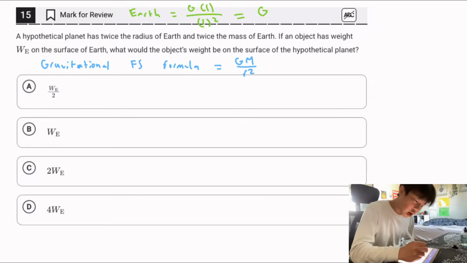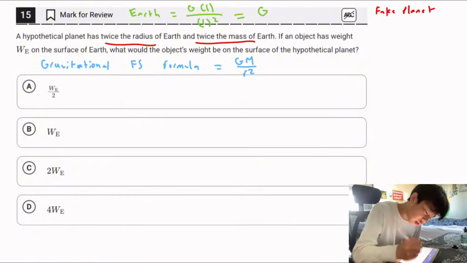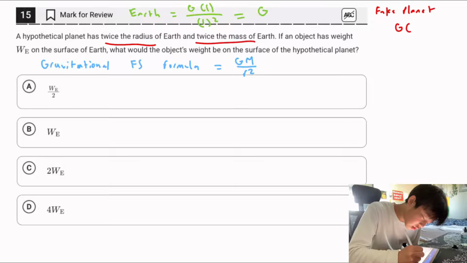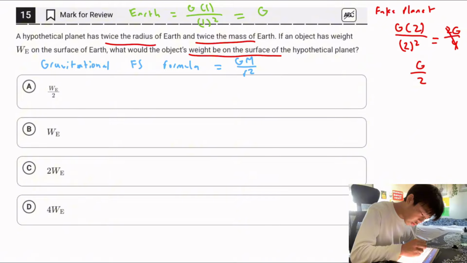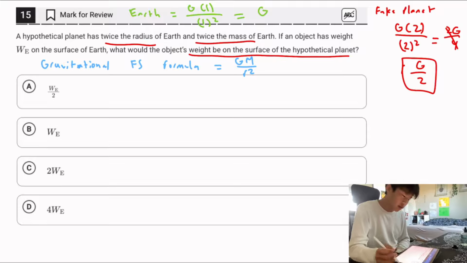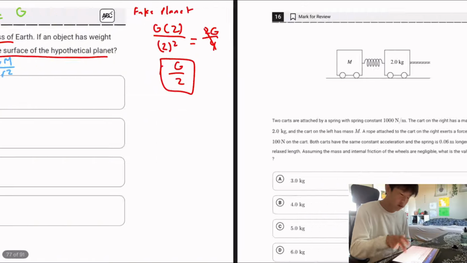Okay? And now let's do a hypothetical planet in red. So the fake planet has twice the radius and twice the mass. So now it's going to be G times 2, twice the mass, over twice the radius squared, so it's going to be equal to 2g over 4. So it's going to be g over 2. So the weight on the surface of the hypothetical planet is going to be g over 2. Which one of them gives us that? A, W over 2, because you know g is equal to W. Can't be these ones.